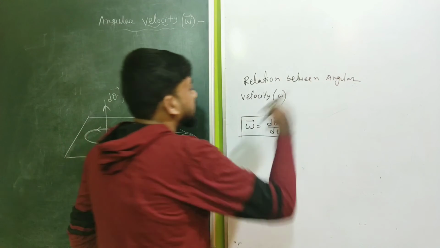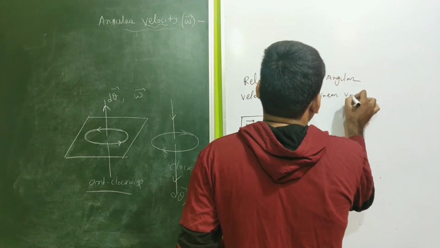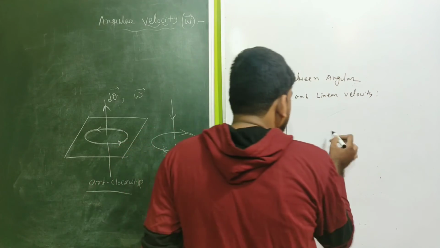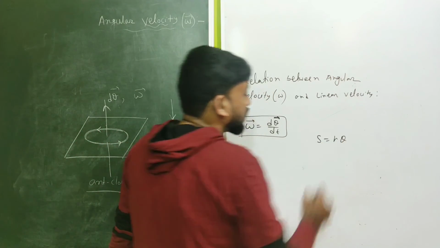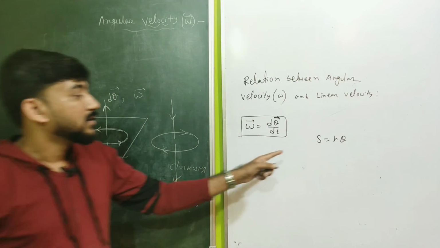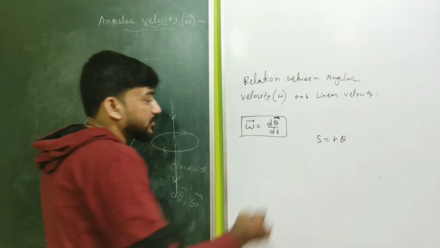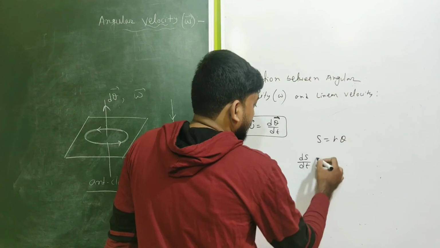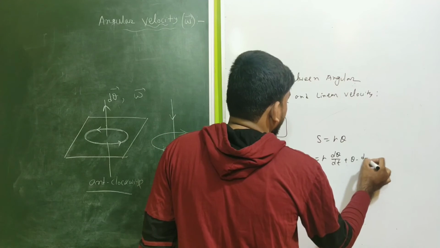Okay, so this is the relation between angular velocity and linear velocity. We know from our previous knowledge that s is equal to r theta. This is the relation between s, the linear displacement, and theta, the angular displacement. If we differentiate this, we get ds by dt is equal to r into d theta by dt plus theta into dr by dt.